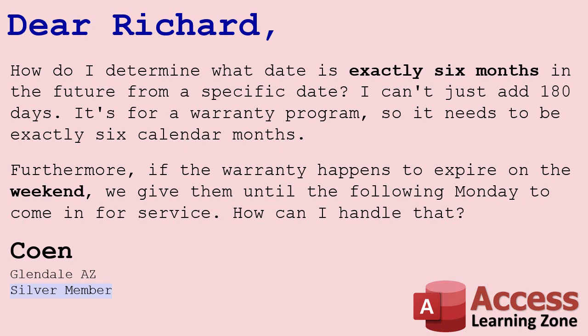Coen asks, how do I determine what date is exactly 6 months in the future from a specific date? I can't just add 180 days. It's for a warranty program, so it needs to be exactly 6 calendar months. Furthermore, if the warranty happens to expire on the weekend, we give them until the following Monday to come in for service. How can I handle that?